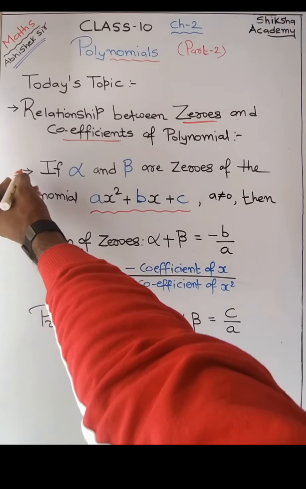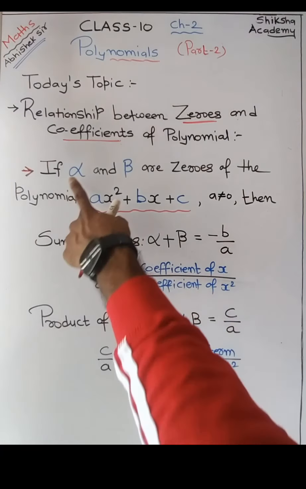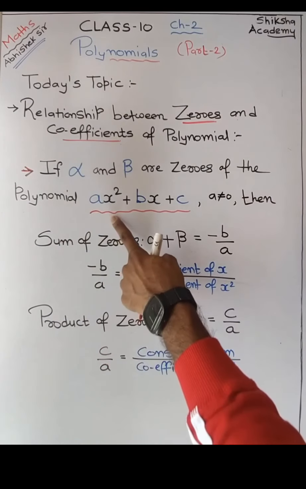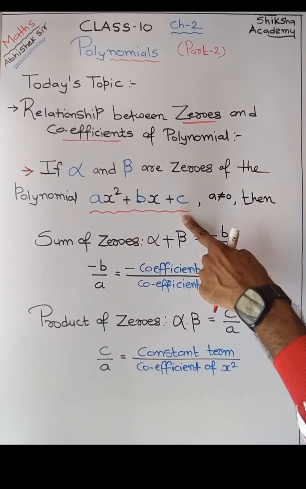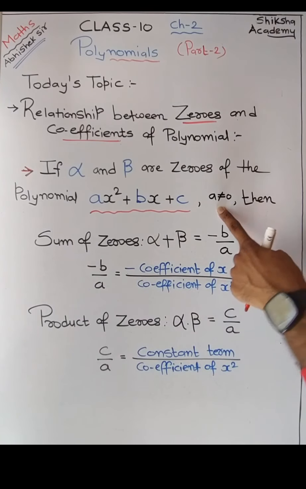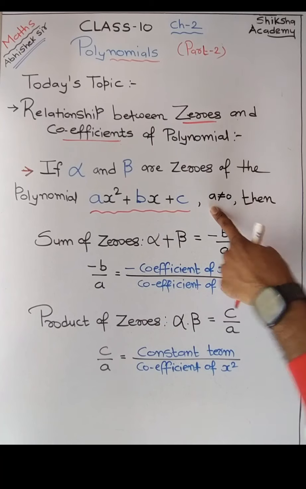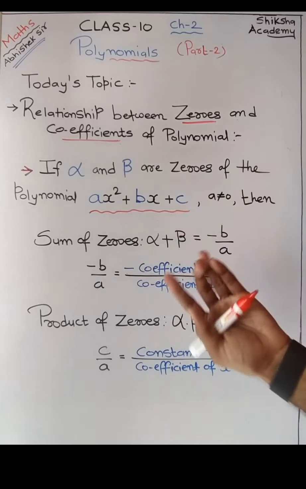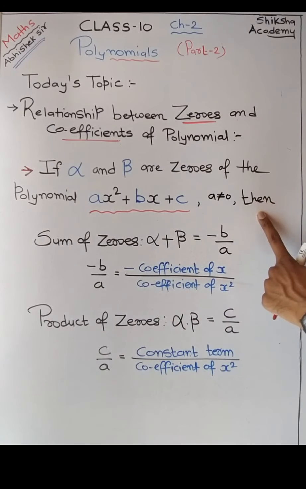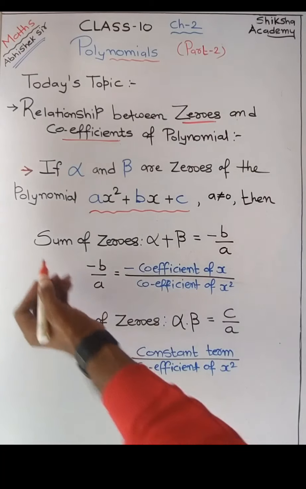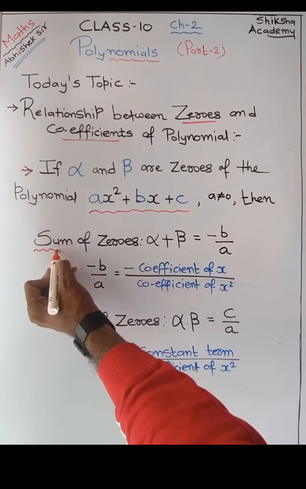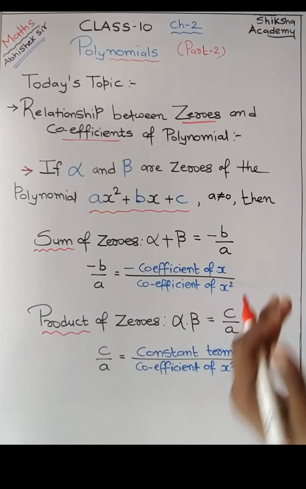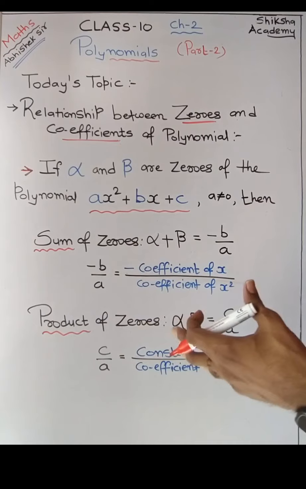The main statement starts with this point: if alpha and beta are the zeros of the polynomial ax square plus bx plus c, and the condition here is very small and it is very obvious that a, that is the coefficient of x square, must not be 0, then only it will be a quadratic polynomial. Then remember there are two important words in this topic, that is sum of zeros and product of zeros, right? We will have an exercise in which we are going to solve numericals like this.